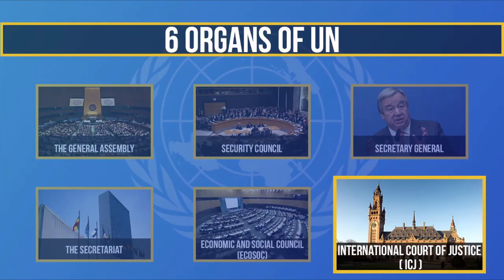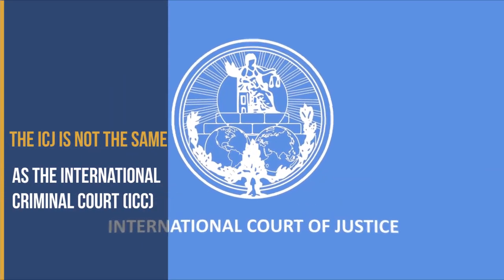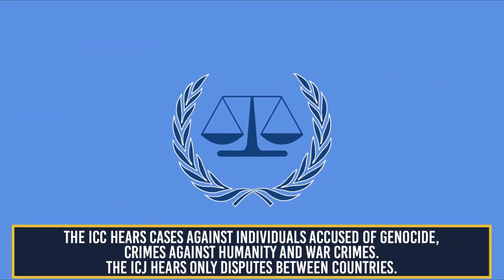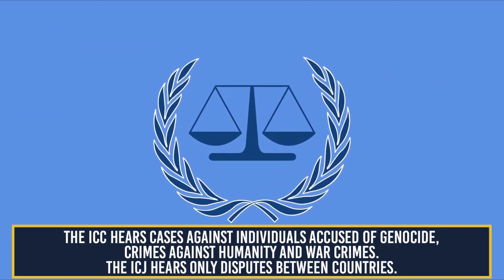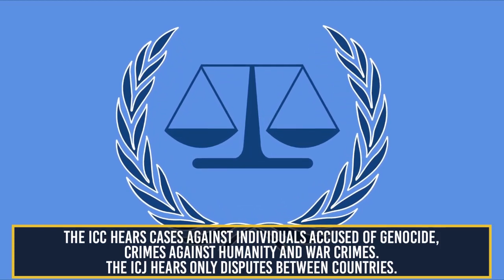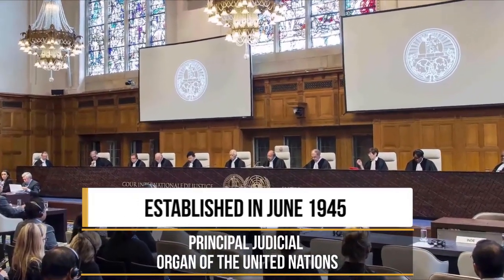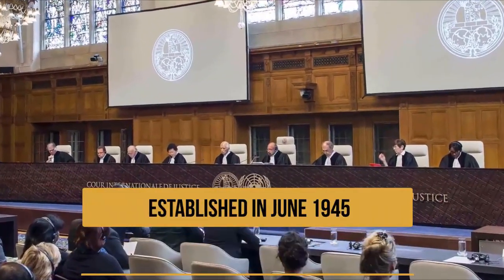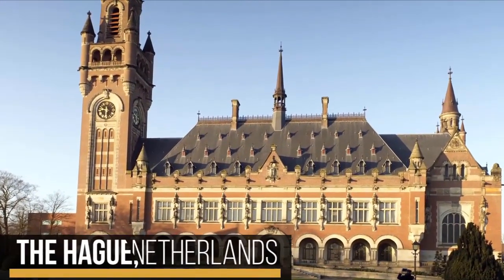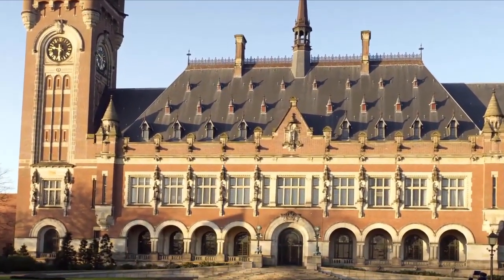The last one in the list of main bodies is the International Court of Justice, known as ICJ. The ICJ is not the same as the International Criminal Court (ICC). The International Criminal Court hears cases against individuals accused of genocide, crimes against humanity, and war crimes. But the ICJ hears only disputes between countries. The ICJ is the principal judicial organ of the United Nations. It was established in June 1945 by the Charter of the United Nations and began working in April 1946. The seat of the court is at the Peace Palace in The Hague, Netherlands. Of the 6 principal organs of the United Nations, it is the only one not located in New York.